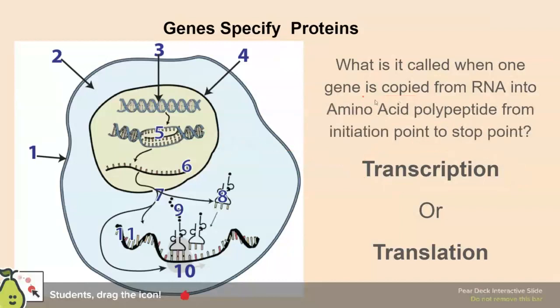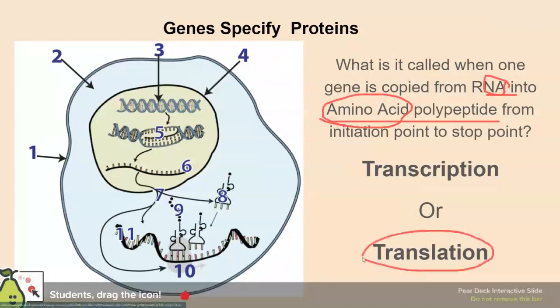What is it called when we go from RNA to amino acid polypeptide? Well, we're changing the language. We're going from nucleic acid to amino acid. So this is translation, and it's going to happen outside the nucleus, usually in the endoplasmic reticulum.